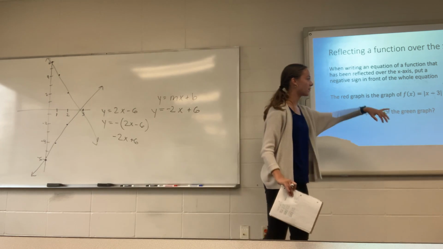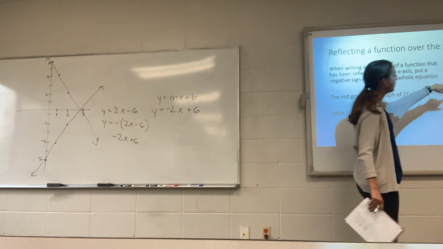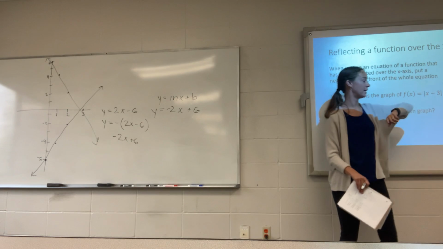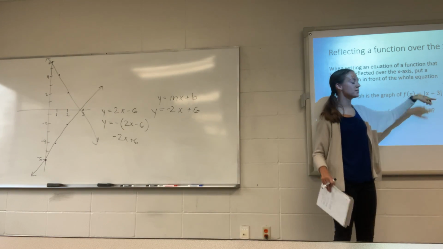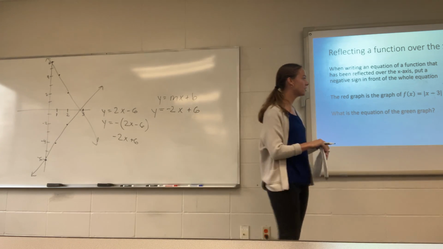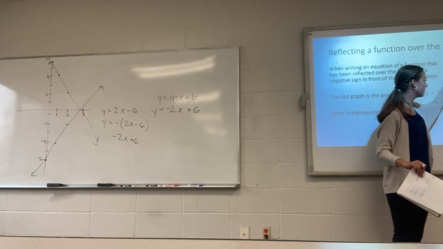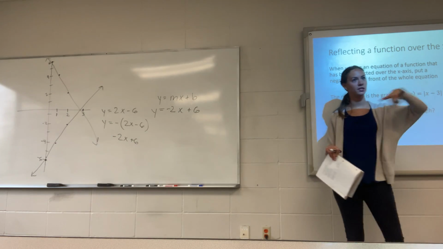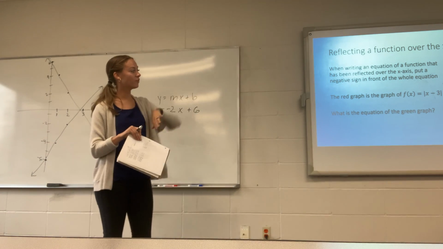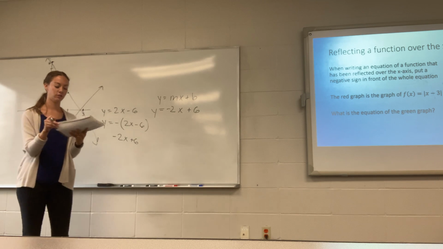So let's try it with this absolute value graph. It says the red graph, this one up here, is the graph of the absolute value of x minus 3. You can see that the minus is inside of the absolute value, like it's inside the parentheses, and because it's minus, I'm going to move to the right. So you can see this graph has been shifted 3 to the right. Now I need to reflect it over the x-axis, and I need to write the equation for what my new green graph would be.